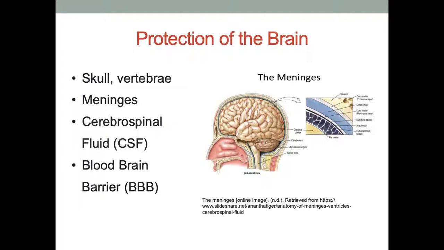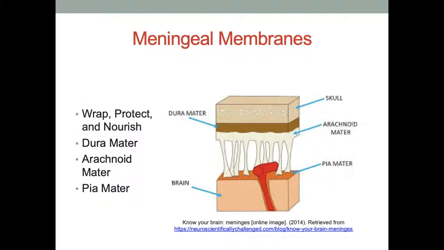So now let's look more at the meninges. The meningeal membranes, their main goal, they wrap, protect, and nourish the brain and the spinal cord. There are three main layers. The outermost layer is your dura mater. The medial layer is the arachnoid mater, and then the inner layer is the pia mater. We will look at those. You can see them in the drawing here.